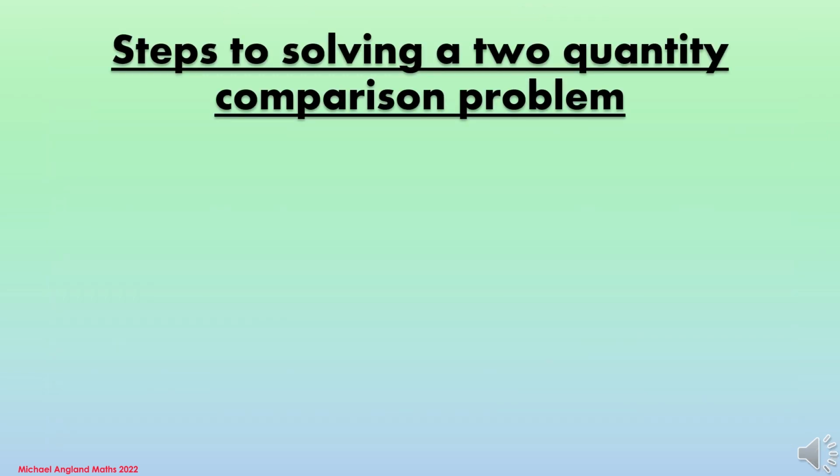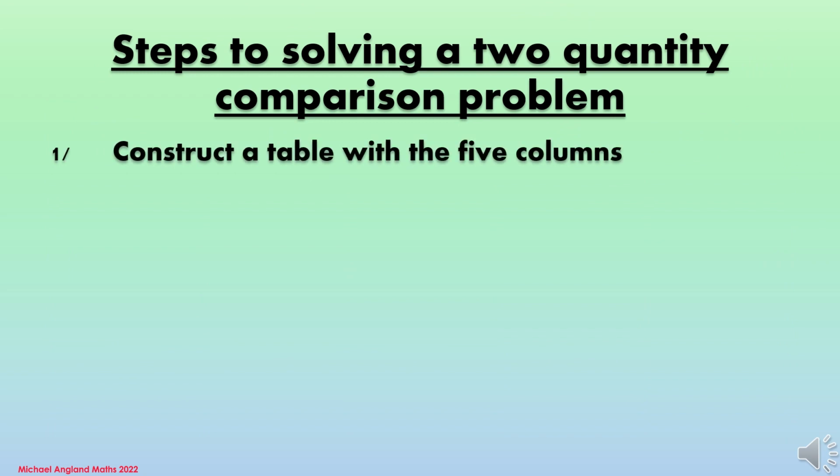Steps to solving a two-quantity comparison problem. Construct a table with five columns. So as we could see, in each of those three examples, we constructed a table. The first column was the number of type A objects. The second column was the value of that number of type A objects. The third column was the number of type B objects. The fourth column was the value for that number of type B objects. And the fifth column was the total value.